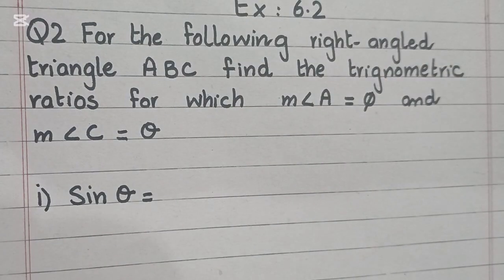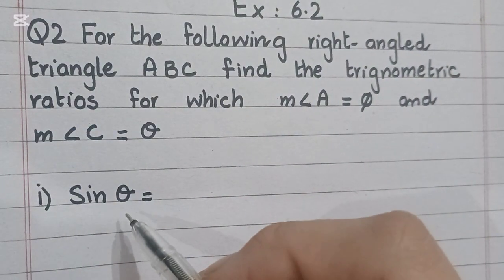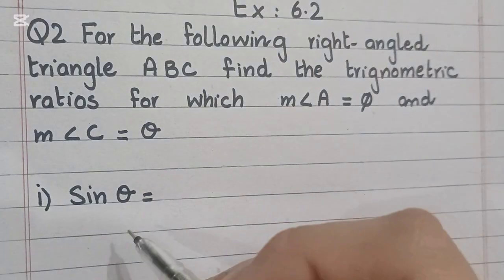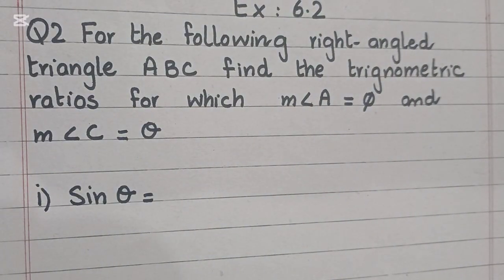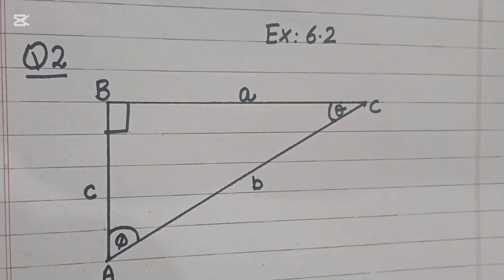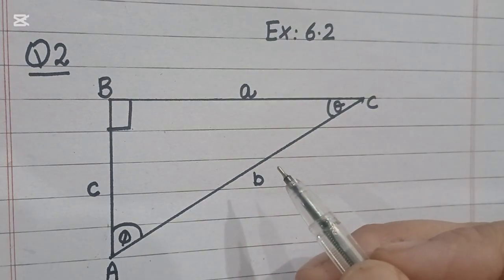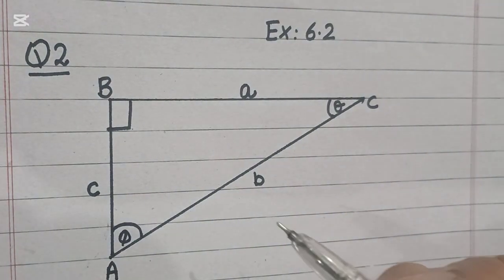In the first part, we have to find the sine theta. But before writing the formula, using the right angle triangle we have to understand which side is the base side, which is our hypotenuse and which is our perpendicular side.